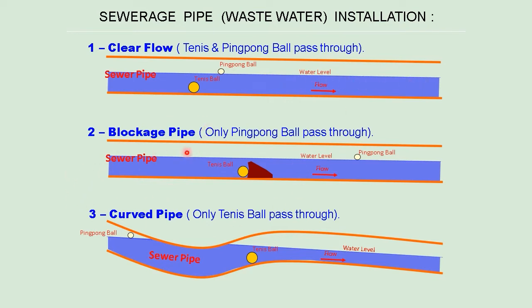Okay. But if let's say there is a blockage in pipe, tennis ball ni takkan keluar daripada that sewer pipe sebab ada blockage dekat sini. And if let's say pipe ni tercurve what happen is pingpong ball takkan dapat lepas lah. So pingpong ball ni stuck dekat sini, whereas the tennis ball akan bergerak because of the flow of water dia dekat bawah. So mungkin flow of water tu laju, so dia boleh bergerak.